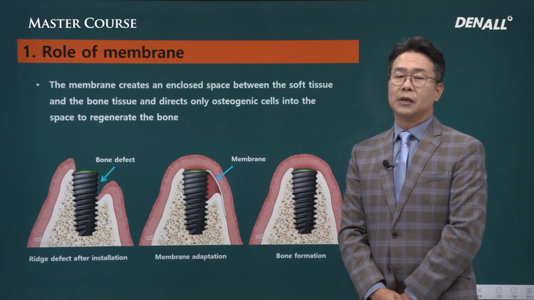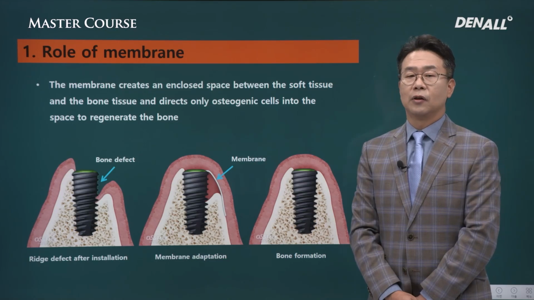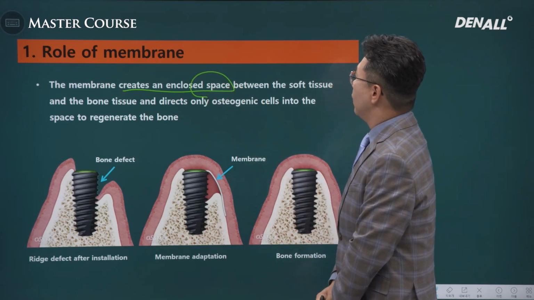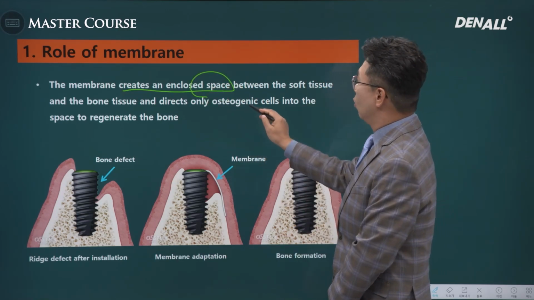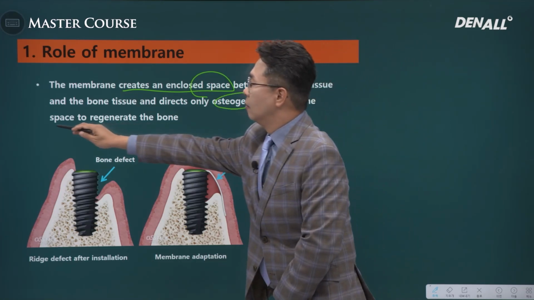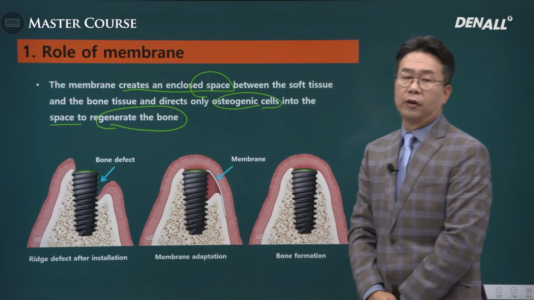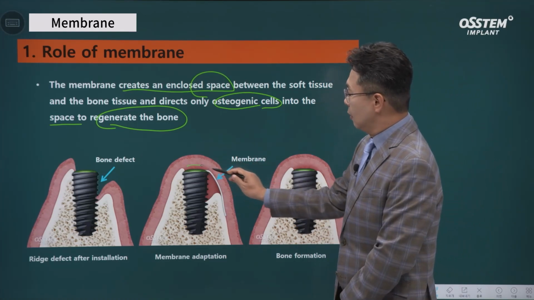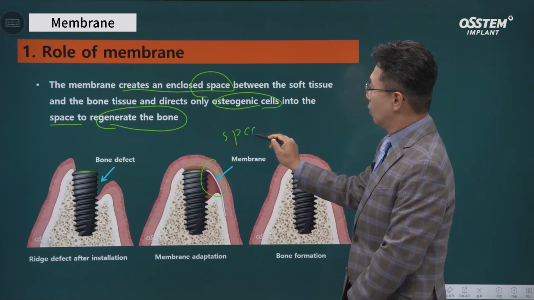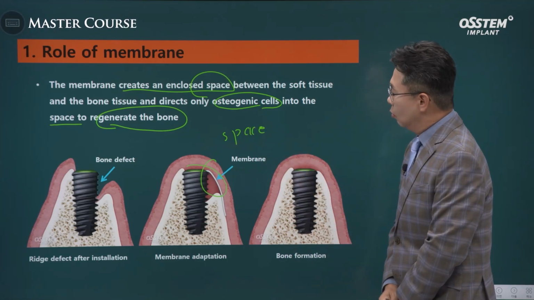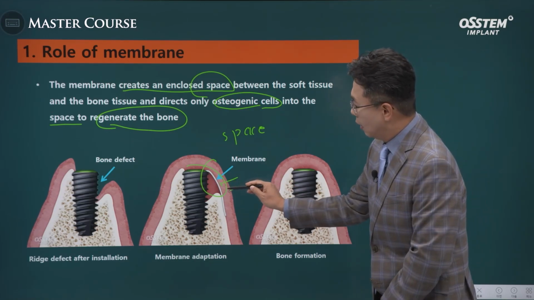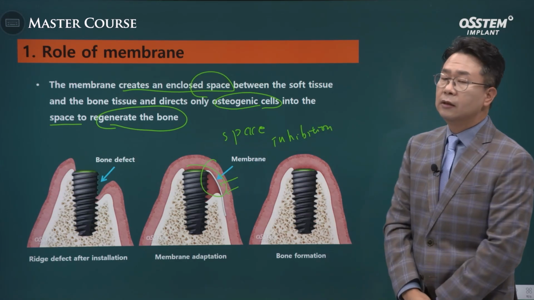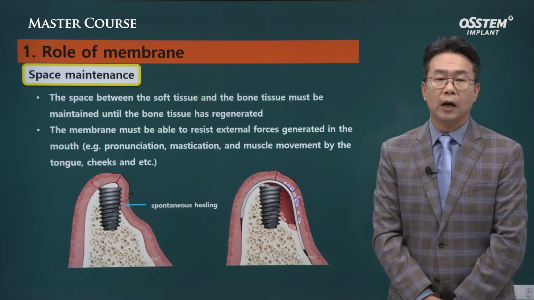The role of membrane. I'm sure you've heard of it when you were studying in school or in other lectures. The membrane creates an enclosed space between the soft tissue and the bone tissue and directs only osteogenic cells into the space to regenerate the bone. As shown here, it provides a space for bone formation. Also, it prevents the penetration of other tissues. It serves as an inhibitor. It has such two roles.